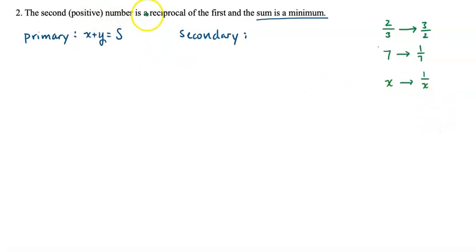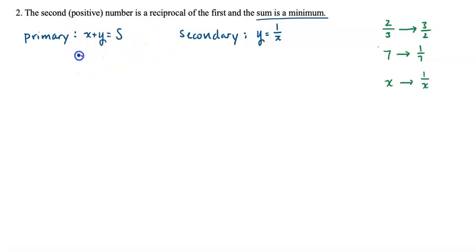And so if our second positive number is a reciprocal of the first, then we can say that our second positive number y is just the reciprocal of x. So y is equal to 1 divided by x. All right, so we found the primary and the secondary equations. Our next step is to substitute one of these variables in the secondary equation into the primary equation so that now we have a function of one variable.